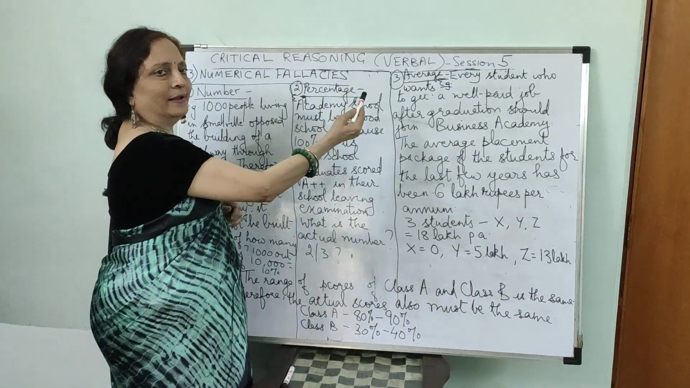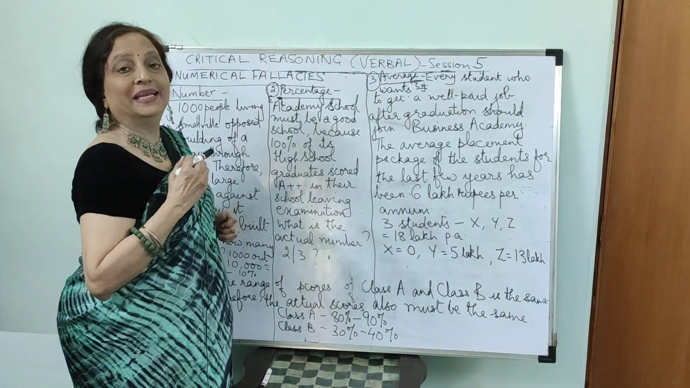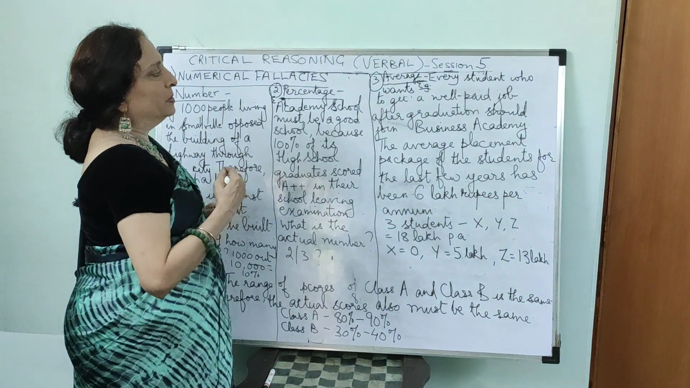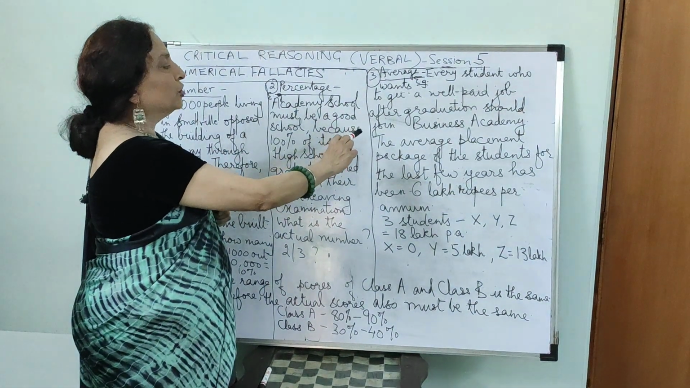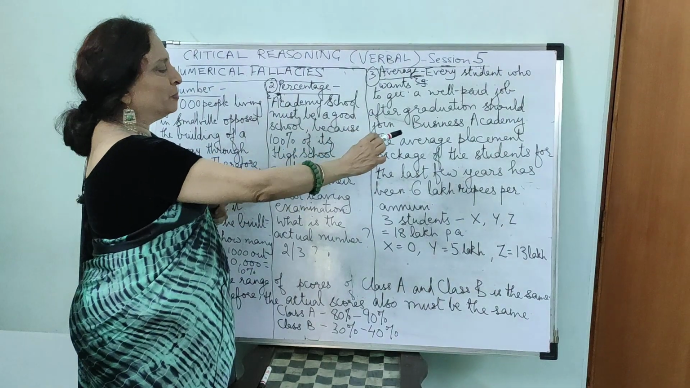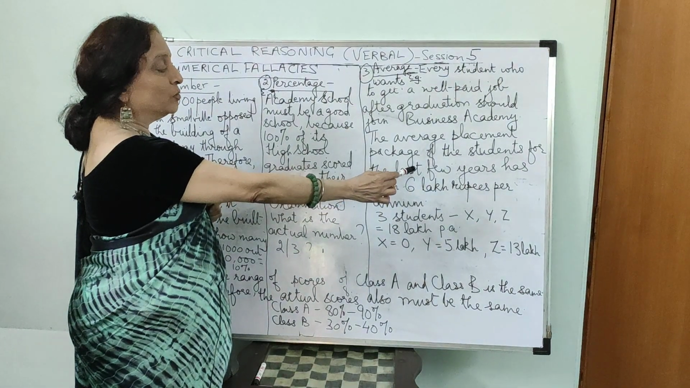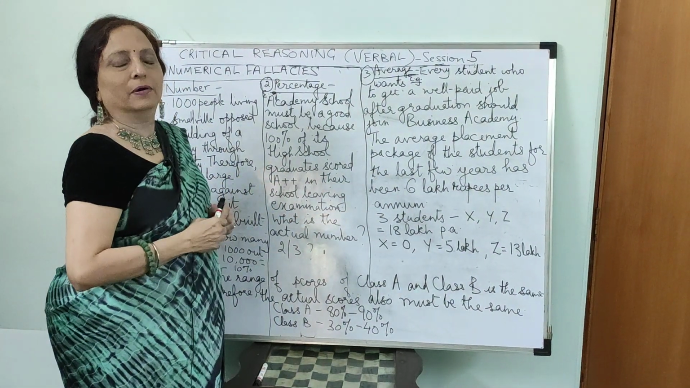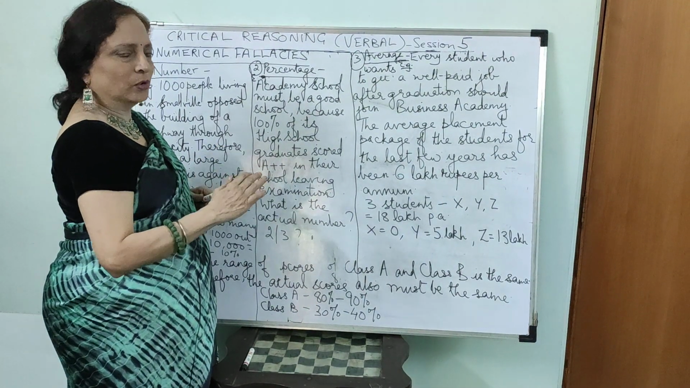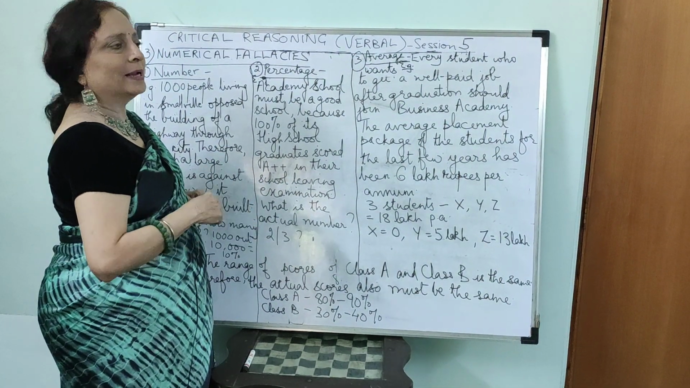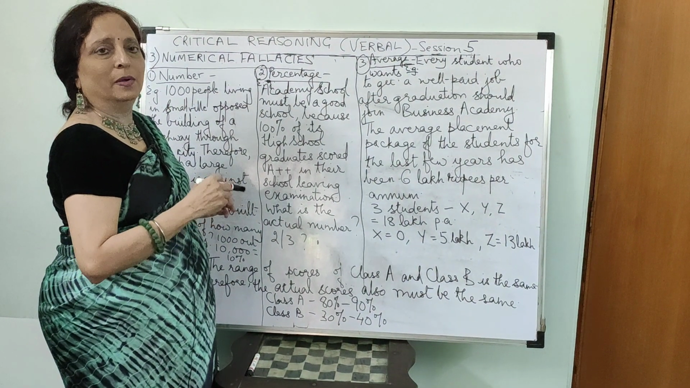The third very misleading numerical term is average. Okay, average does not mean each of the group. For example, every student who wants to get a well-paid job after graduation should join Business Academy. The average placement package of the students for the last few years has been 6 lakh rupees per annum. Now, it is important to remember that depending on the number of students, we need to get a total divided by the number of students. That makes an average, but it does not mean that every member of that group has got the same amount.